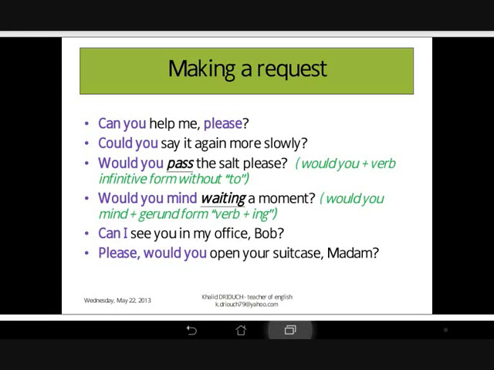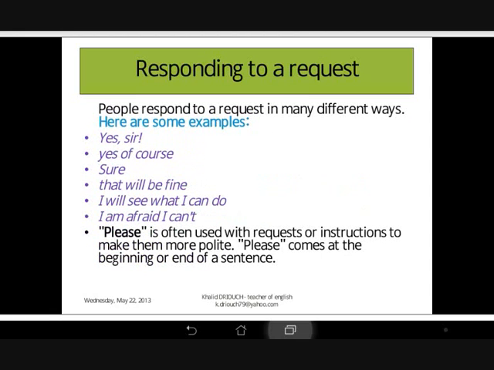Would you is an expression for making a request. Now, usually when somebody makes a request, we respond, we answer to that. It can be either accept the request to do what we were asked to do, or simply decline and refuse. Now, responding to a request. People respond to a request in many different ways.